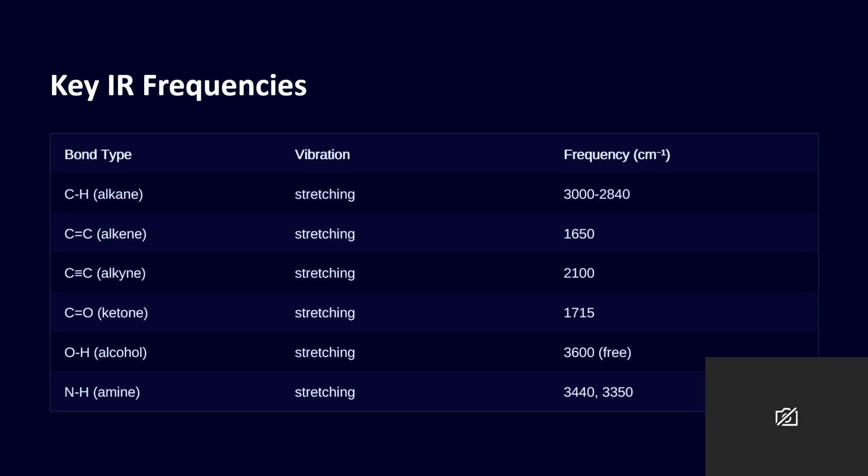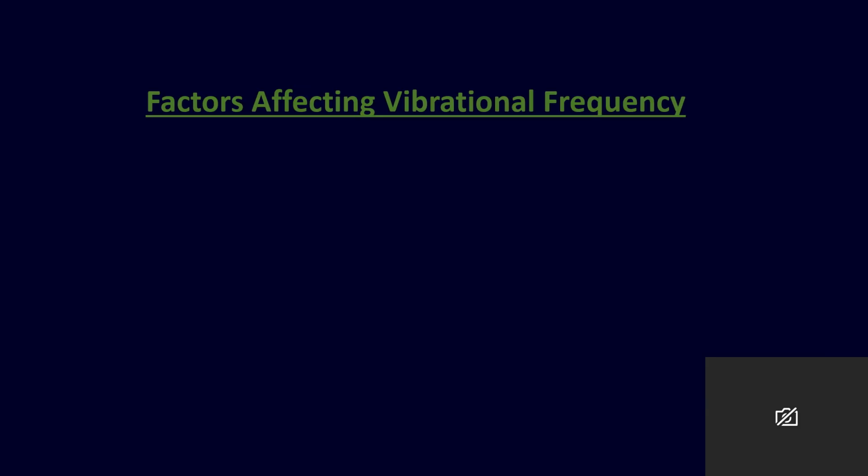Now we see what type of functional groups will carry which type of frequency, or what frequency will be absorbed by which functional group. Like in CH stretching, it comes around 3000 centimeter inverse. In alkene it comes around 1700 centimeter inverse. Similarly in amine it comes around 3500 centimeter inverse.